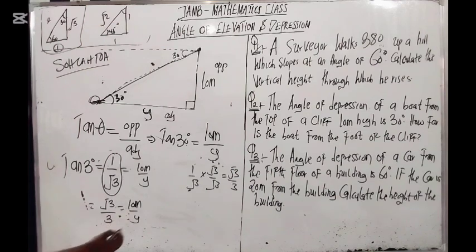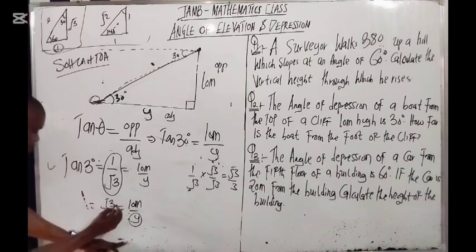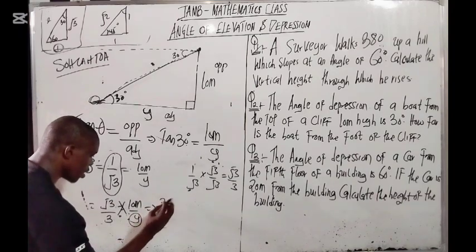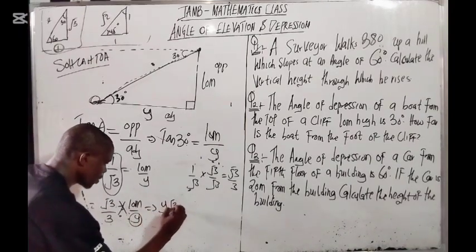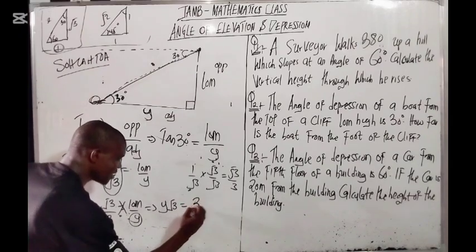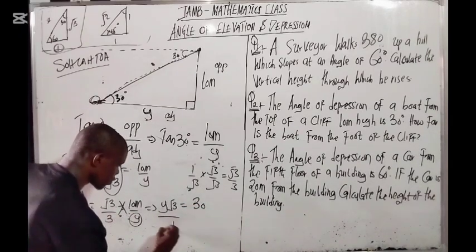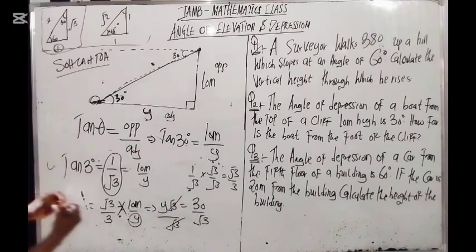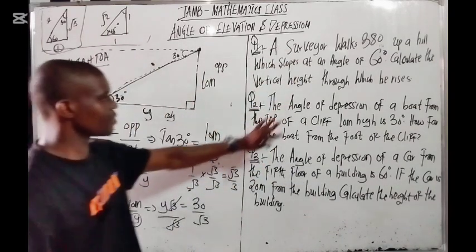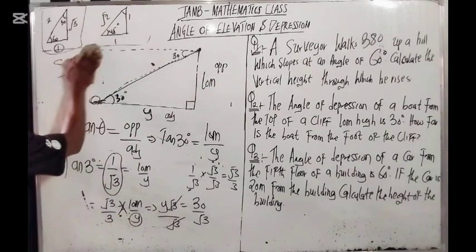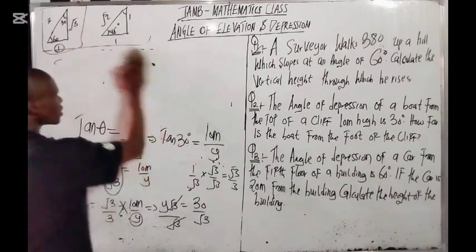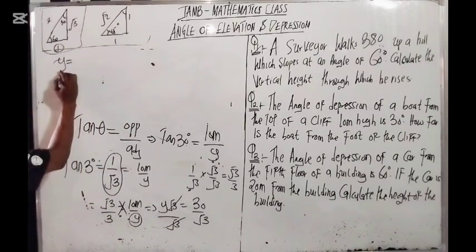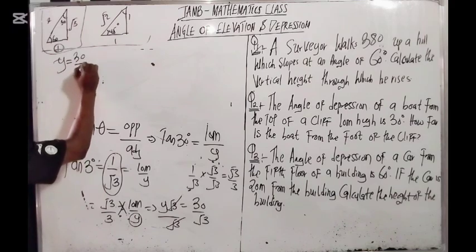Let's make this the subject of the formula. When you cross multiply, you get y square root of 3 equals 30. Divide both sides by square root of 3. I need space to solve, no problem. So my y is 30 over square root of 3.